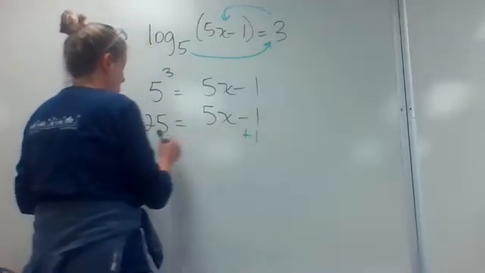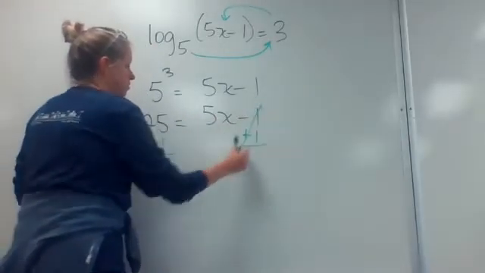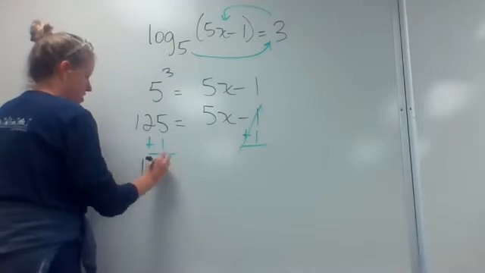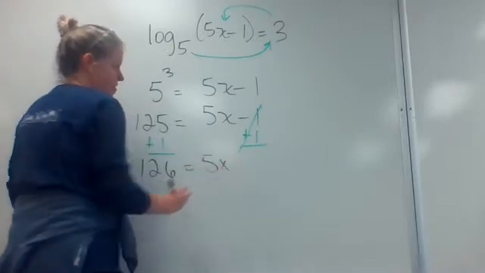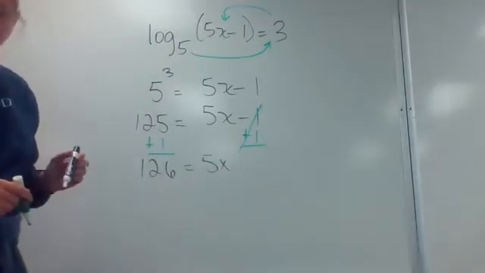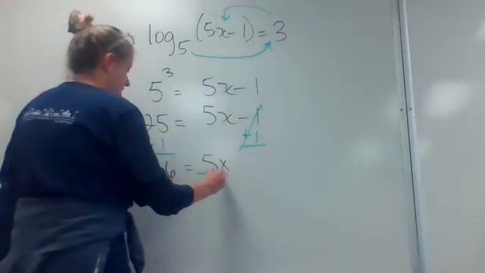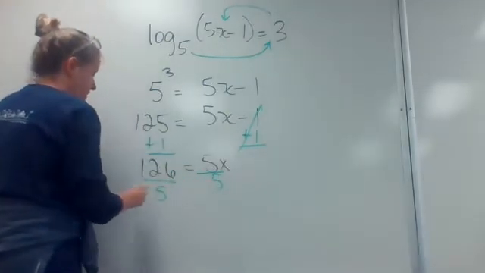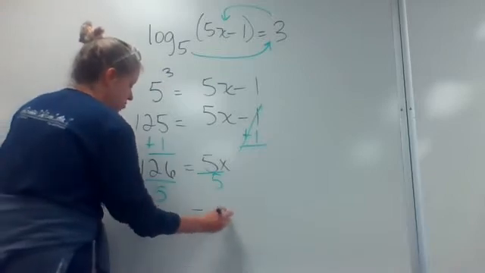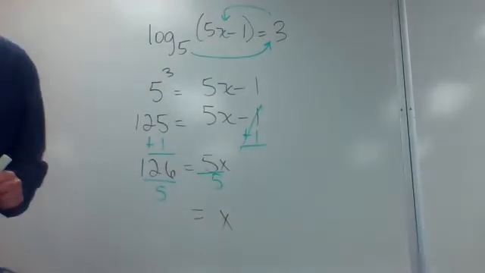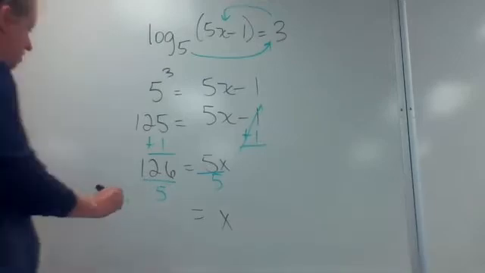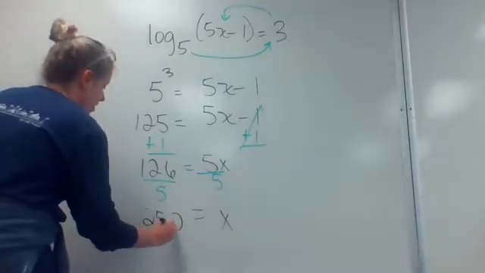So add the 1 to both sides. So you have 126 equals 5x. And then divide both sides by 5. And you can enter this one as a decimal. X equals 126 divided by 5 gives me 25.2.